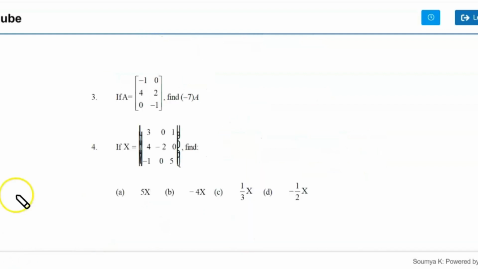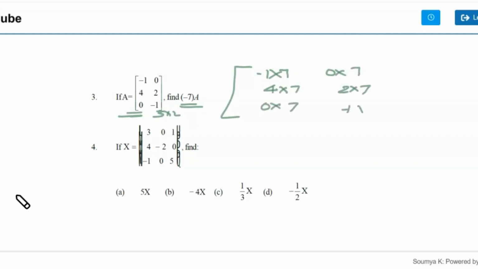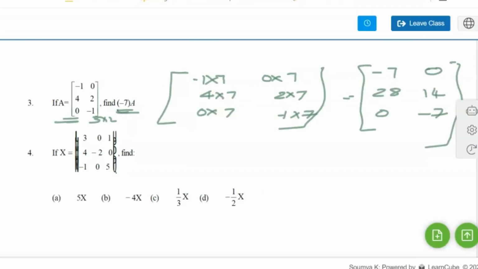Let's go to the next question. Let's look at the third question. Matrix is given of the order 3 by 2, and here you have to find minus 7 of the matrix A. That means you have to multiply minus 7 with each term. So first thing is minus 1 to 7, 0 into 7. After multiplying each term, write down the solution, and the solution looks like this. This is the final solution, and this is the answer of this particular question.